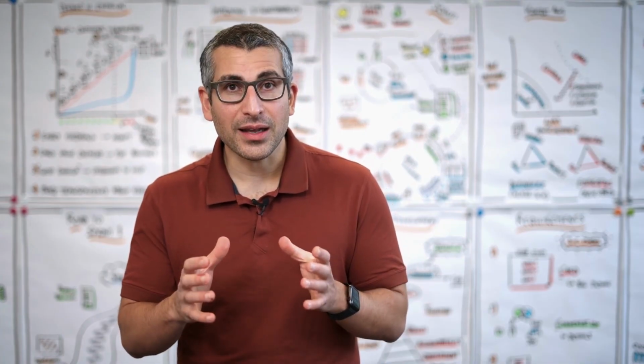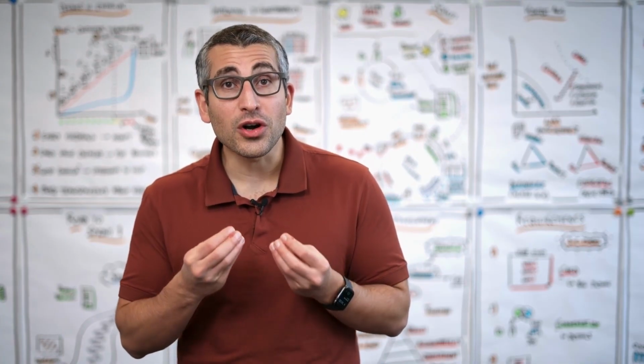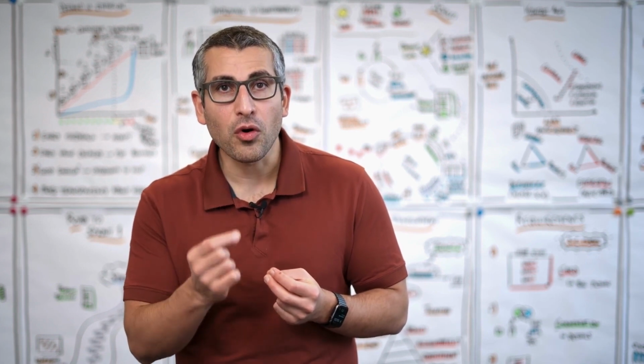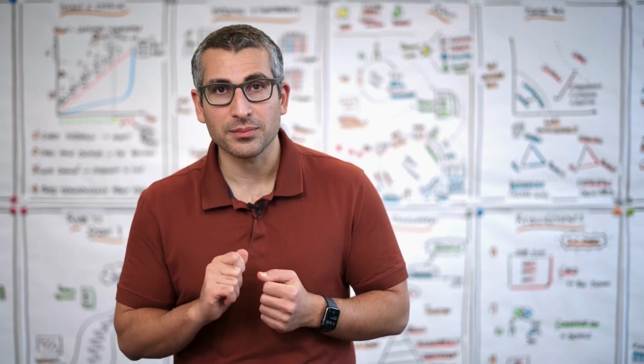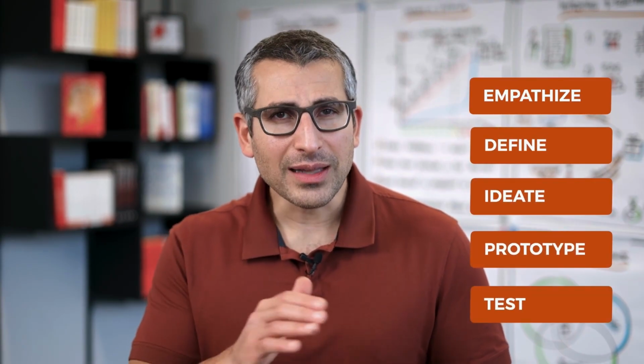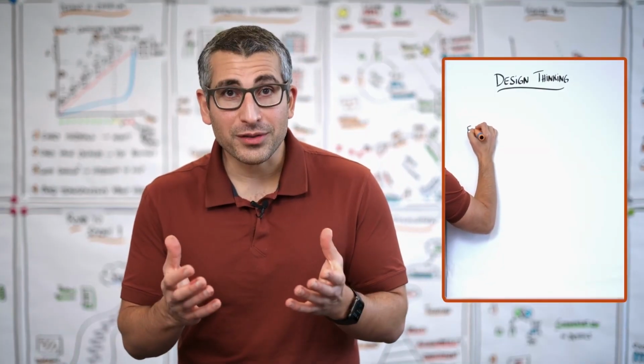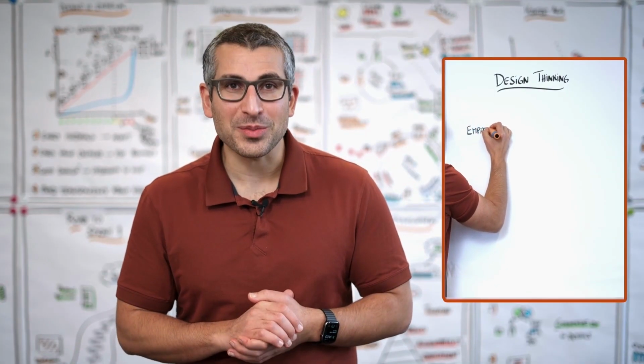And design thinking allows us to do this early on in the creation process of an idea before we build the actual product. Design thinking consists of 5 steps: empathize, define, ideate, prototype, and test. Let's go through them one by one. Empathize is all about empathizing with our customers.